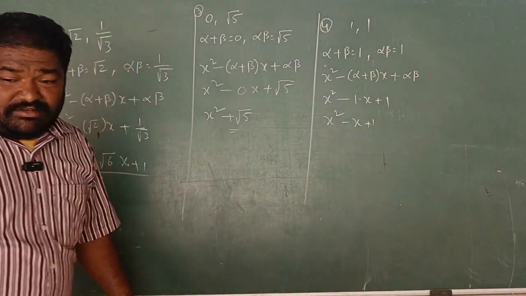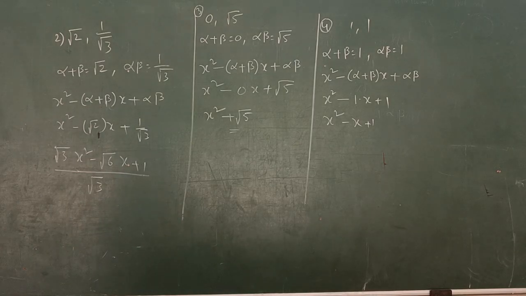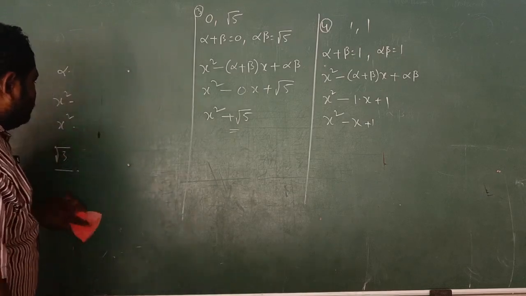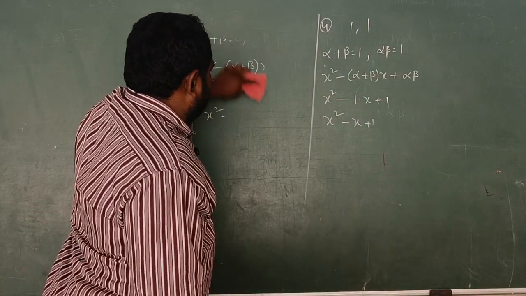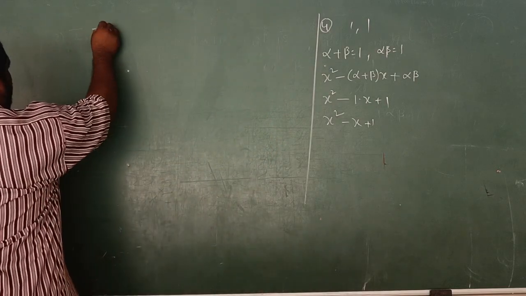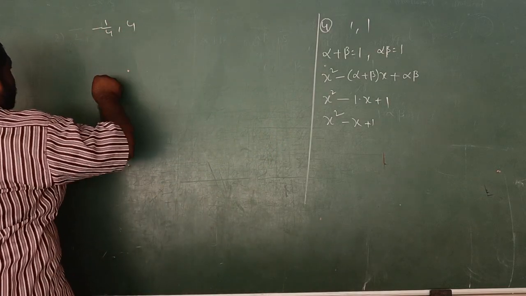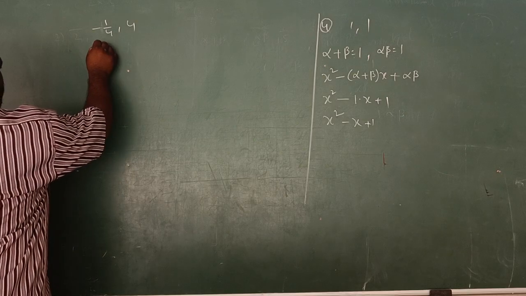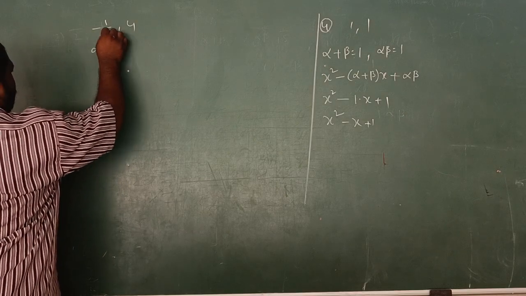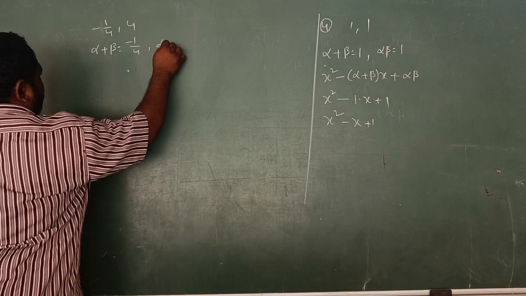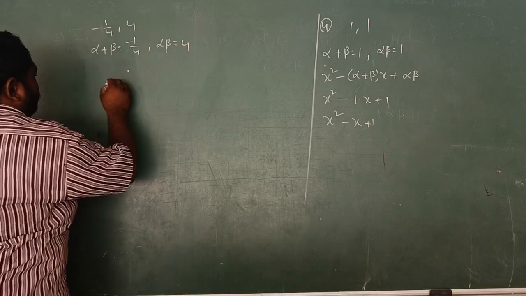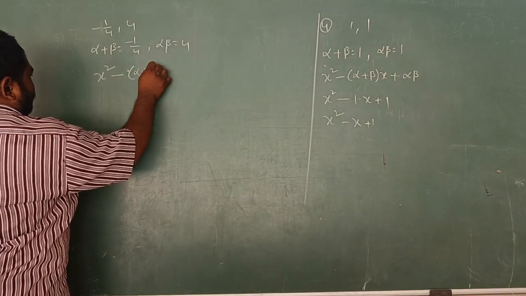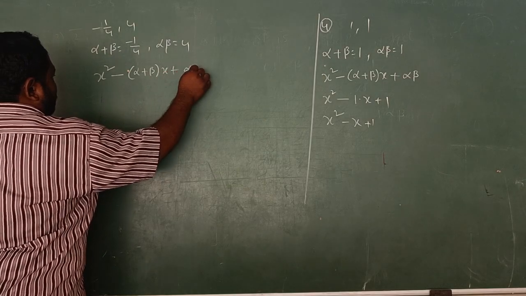This is the fourth question. And coming to the fifth one: minus 1 by 4 comma 4. The fifth question is minus 1 by 4 and 4. This is the sum of the zeros, this is the product of the zeros. Therefore, alpha plus beta, the sum of the zeros, is minus 1 by 4. Alpha into beta, the product of the zeros, is 4. Therefore, the required quadratic polynomial is x square minus alpha plus beta into x plus alpha beta.